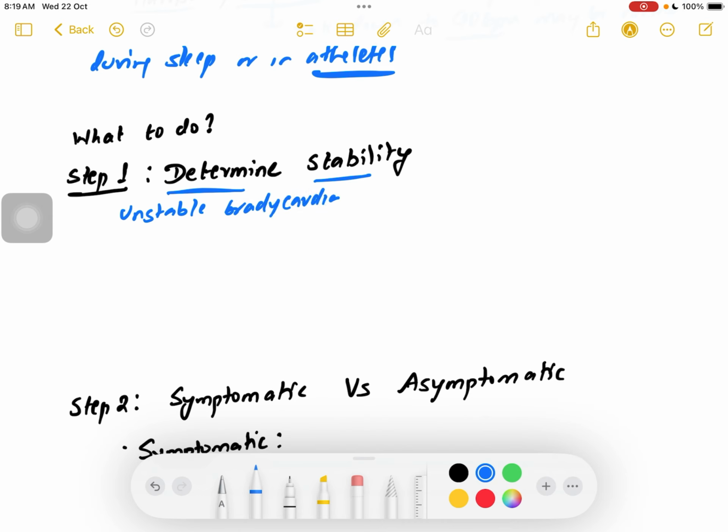If there is unstable bradycardia, that means there is a problem in perfusion, and there will be signs of instability. Then what are the signs of instability?